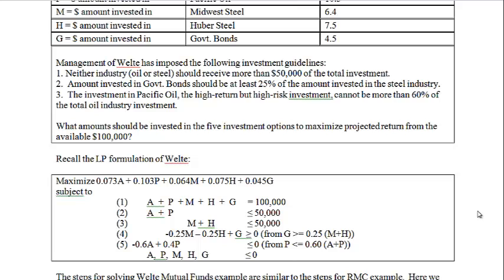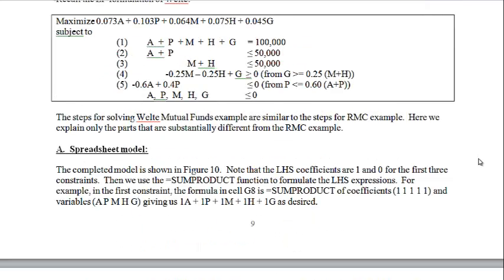We will follow similar steps as in the RMC example. There are some things that are different. Notice here there's a lot of just summing of the variables. So a lot of coefficients will be 1s in these constraints, like it'll be 1a, 1p, 1m, 1h, 1g, and here it'll be 1a plus 1p and then 0, 0, 0 for the other coefficients. Some coefficients are negative, so we should remember to add the negative signs in such cases.